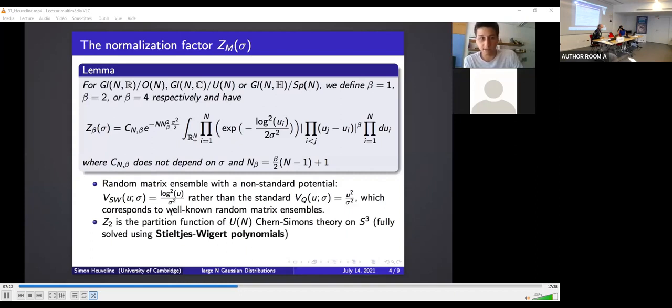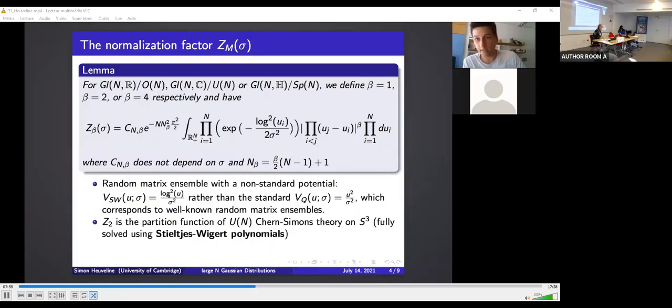Okay, and then, even better, it turns out that even though this potential is non-standard, this integral has been studied in the case beta equals 2. So just in the complex case, this is even a very famous function, or a famous integral appearing in the physics literature. Namely, it appears as the partition function of U(N) Chern-Simons theory on S^3. I don't want to explain what Chern-Simons theory is, but this is a nice bridge to the theoretical physics literature here.